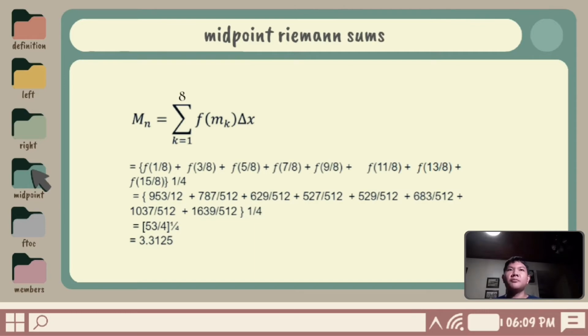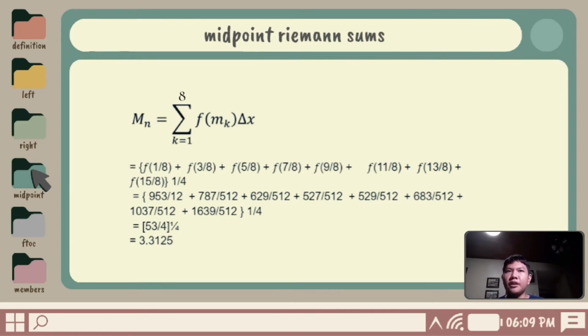Substituting for the values of m sub 1 to m sub 8, we can get m sub n is equal to the summation of k equals 1 to 8 of f of m sub k times delta x, which is equal to the sum of f of 1/8 plus f of 3 over 8 plus f of 5 over 8 plus f of 7 over 8 plus f of 9 over 8 plus f of 11 over 8 plus f of 13 over 8 plus f of 15 over 8, all multiplied by 1/4.